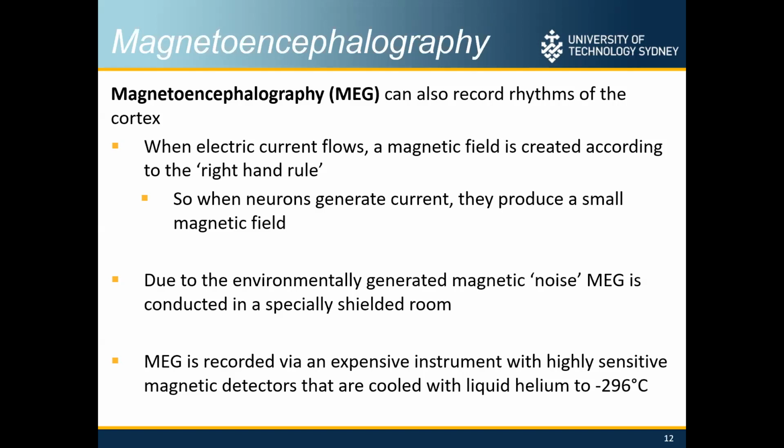Therefore, when trying to implement a MEG, it is important to note that it is done in certain ideal situations, wherein it needs to be conducted in a specially shielded room that's free from external disturbances that can interfere with the collection of those signals.